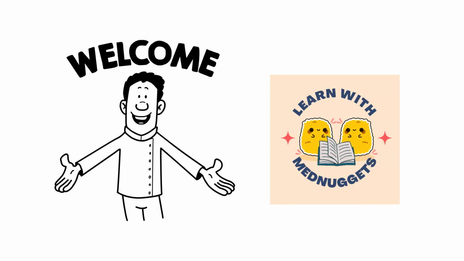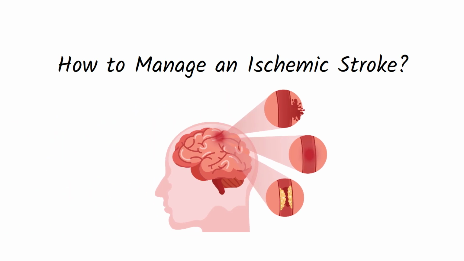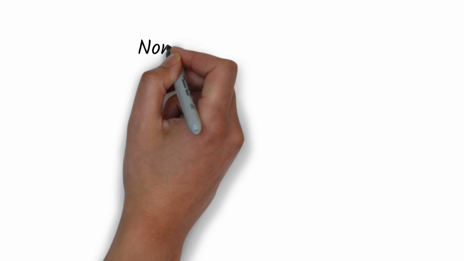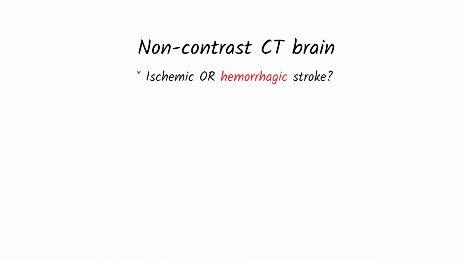In today's video, we will be discussing how to manage an ischemic stroke. When a patient presents with stroke-like symptoms, the first thing you need to do is a non-contrast CT scan of the head. This will help you to identify if it's an ischemic or hemorrhagic stroke. It's very important to make this distinction at the start of the initial management because your treatment can change depending on the type of stroke your patient is having.